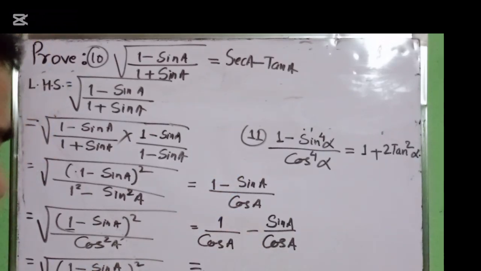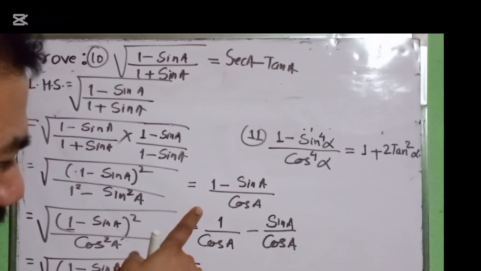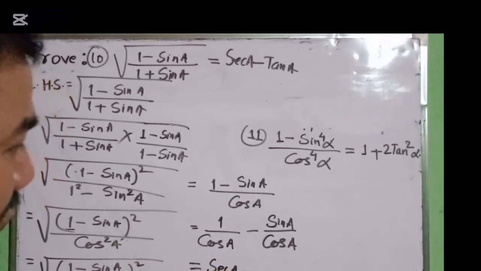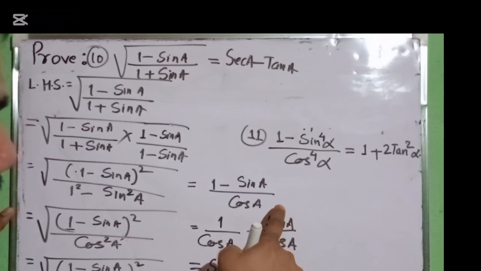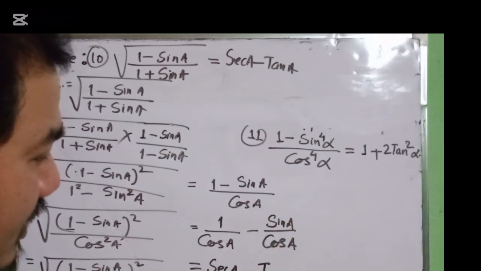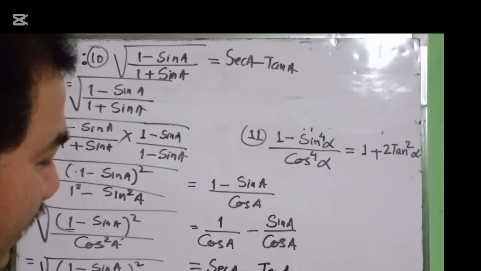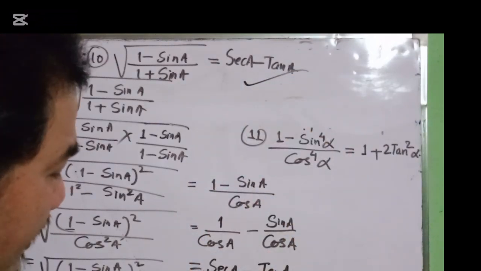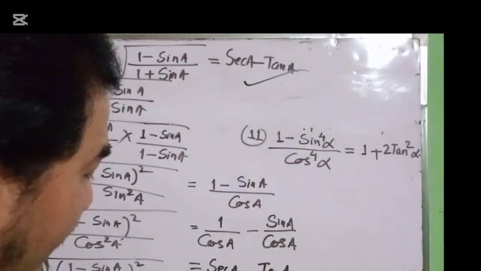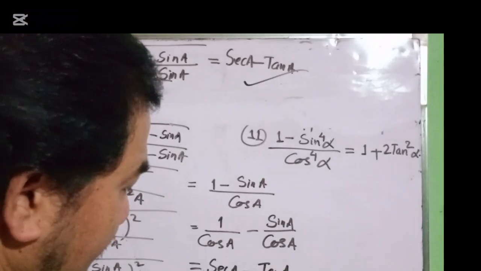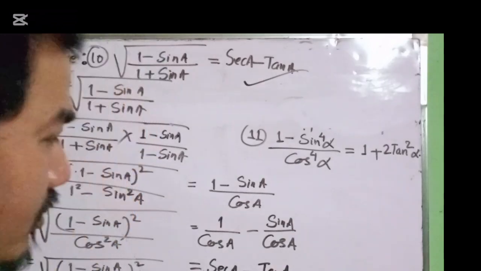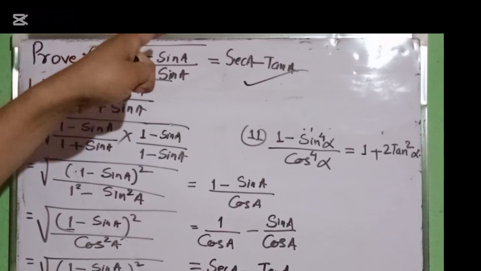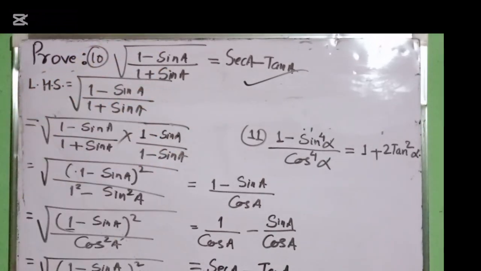Now we know in reciprocal relation 1 by cos means sec A, and in the quotient relation sin A by cos A means tan A. This is our right hand side to prove, no? That's why our right hand side came here, RHS, then proved.